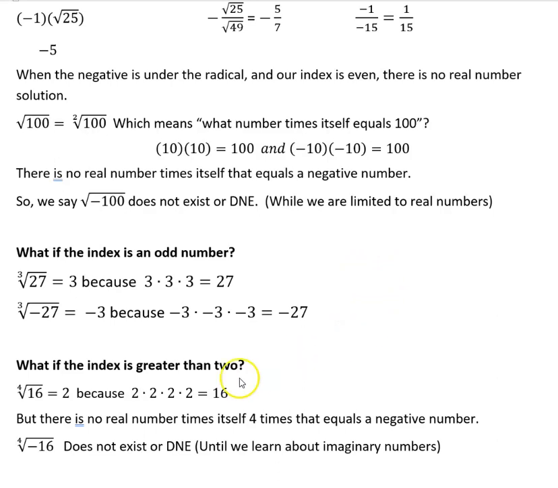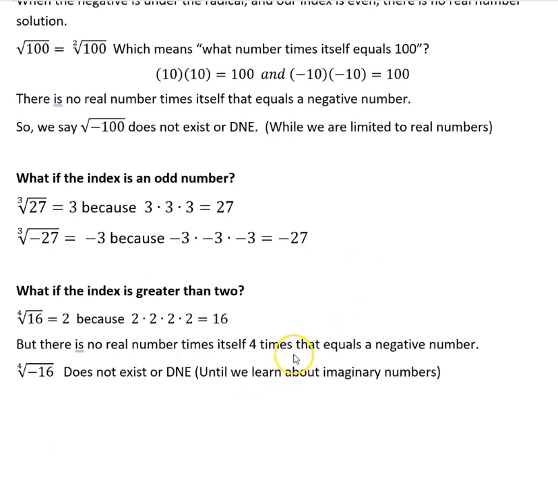Anytime the index is even, even if it's greater than 2, it's not going to work out, because if we have the fourth root of 16, that's equal to 2, because 2 times 2 times 2 times 2 is 16. 4 2's, because we have a root here of index of 4. But there's no real number times itself 4 times that equals a negative number. So the fourth root of -16 does not exist until we learn about imaginary numbers.